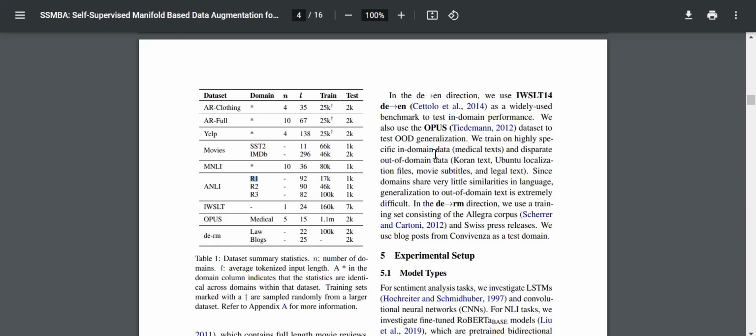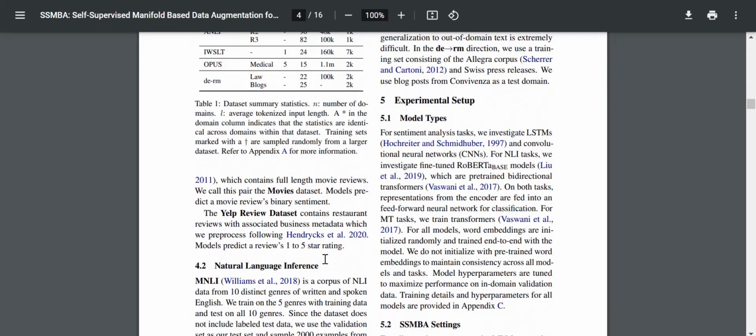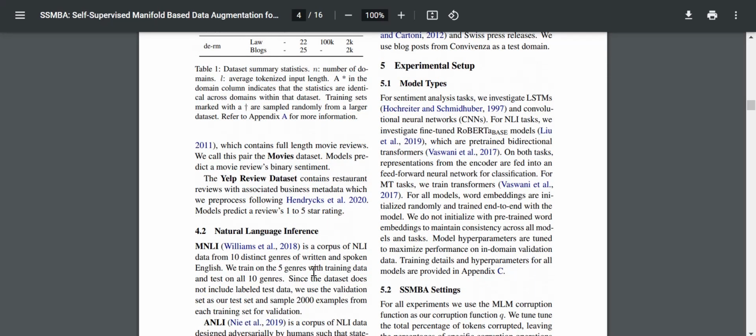We train on highly specific in-domain and disparate out-of-domain texts also. Since domains share very little similarities in language, generalization to out-of-domain text is extremely difficult. In the DE to RM direction, we use a training set consisting of the Allegra corpus and Swiss press releases. We use blog posts from Convivenza as a test domain. Alright, so basically they've just described all of their data sets and in what form they are using them.